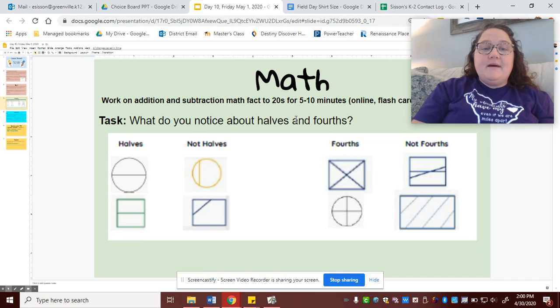All right. In math, we are talking about fractions. There is lots of extra practice that you can do on fractions out there. If you want some extra practice, let me know. There are also some really good IXL games that you can play.